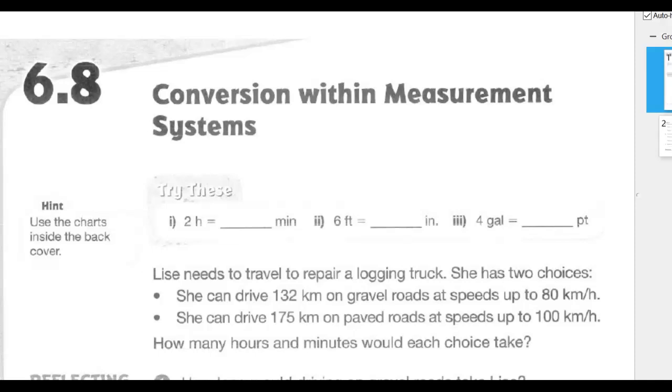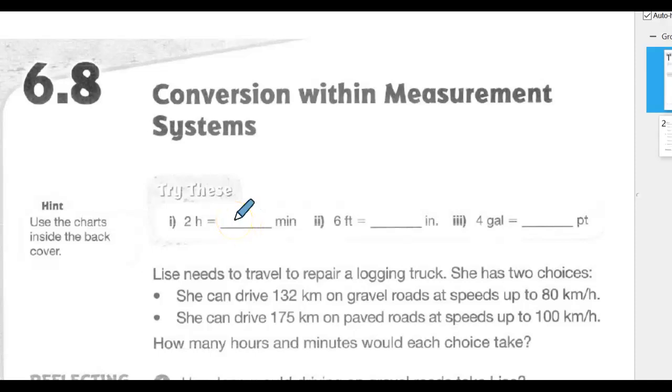Okay, section 6.8 is conversions within measurement systems. Really, it's kind of what we've been doing. It's looking at the units to decide what we have to multiply or divide. And then we'll look at how to convert time from, say, hours as a decimal to hours and minutes. So the first one, try these, is getting some help with this.